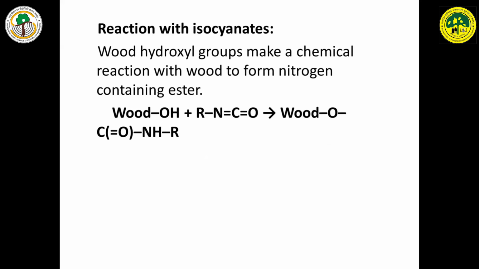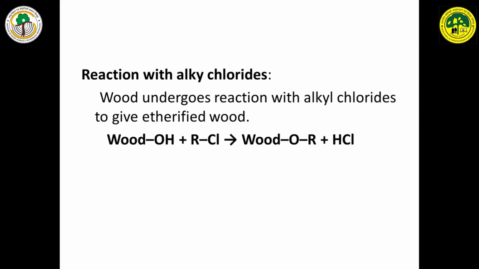So next one is the reaction with alkyl chlorides. Alkyl chlorides means alkyl halide, a functional group in which chloride is present. So the wood hydroxyl group makes a reaction with alkyl chloride and produces an ether. So etherified wood is formed. That means the hydroxyl group is replaced by an alkoxy group, that means the OR group.